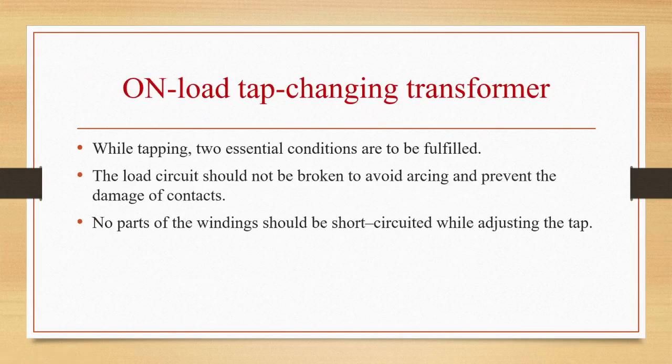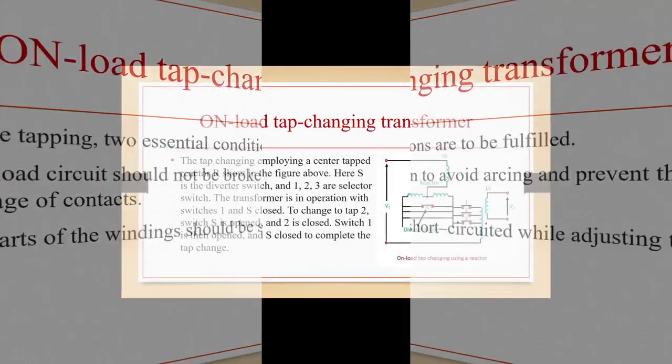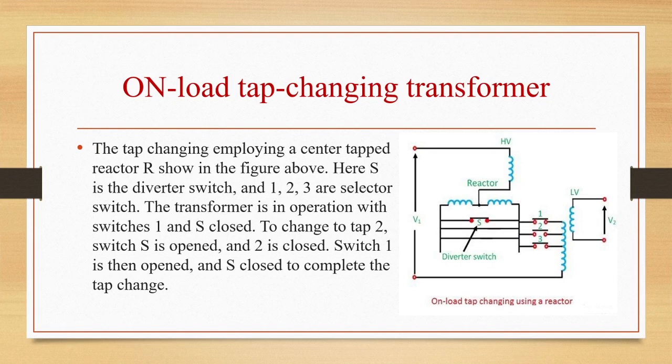While tap changing, two essential conditions are to be fulfilled. The load circuit should not be broken, to avoid arcing and prevent damage of contacts. Second, no parts of the winding should be short circuited while adjusting the tap. So these are the two essential conditions which have to be fulfilled. This is the on-load tap changing transformer diagram which I have already shown you.